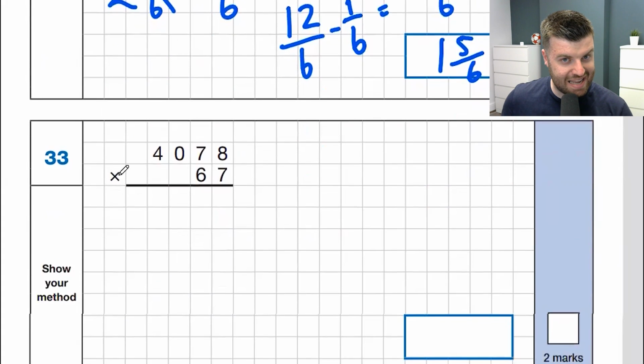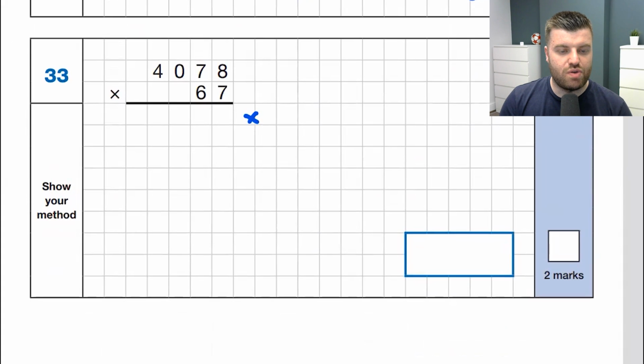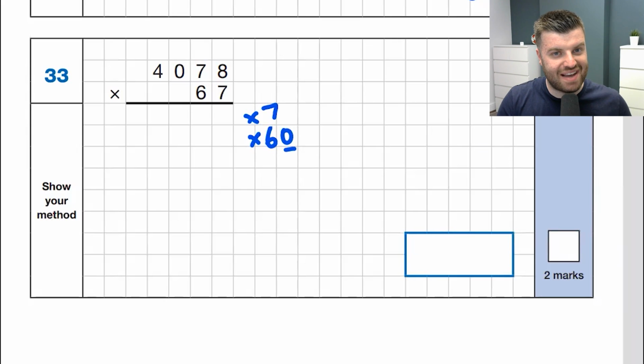We're getting towards the end now. Let's take a look at question 33. Another long multiplication question. So we're going to partition 67 again. We're going to times it by 7 and then times it by 60 using a placeholder. Let's get going. Guys, you need to know your times table facts, else you'll never be able to answer these questions. 7 times 8 is 56.